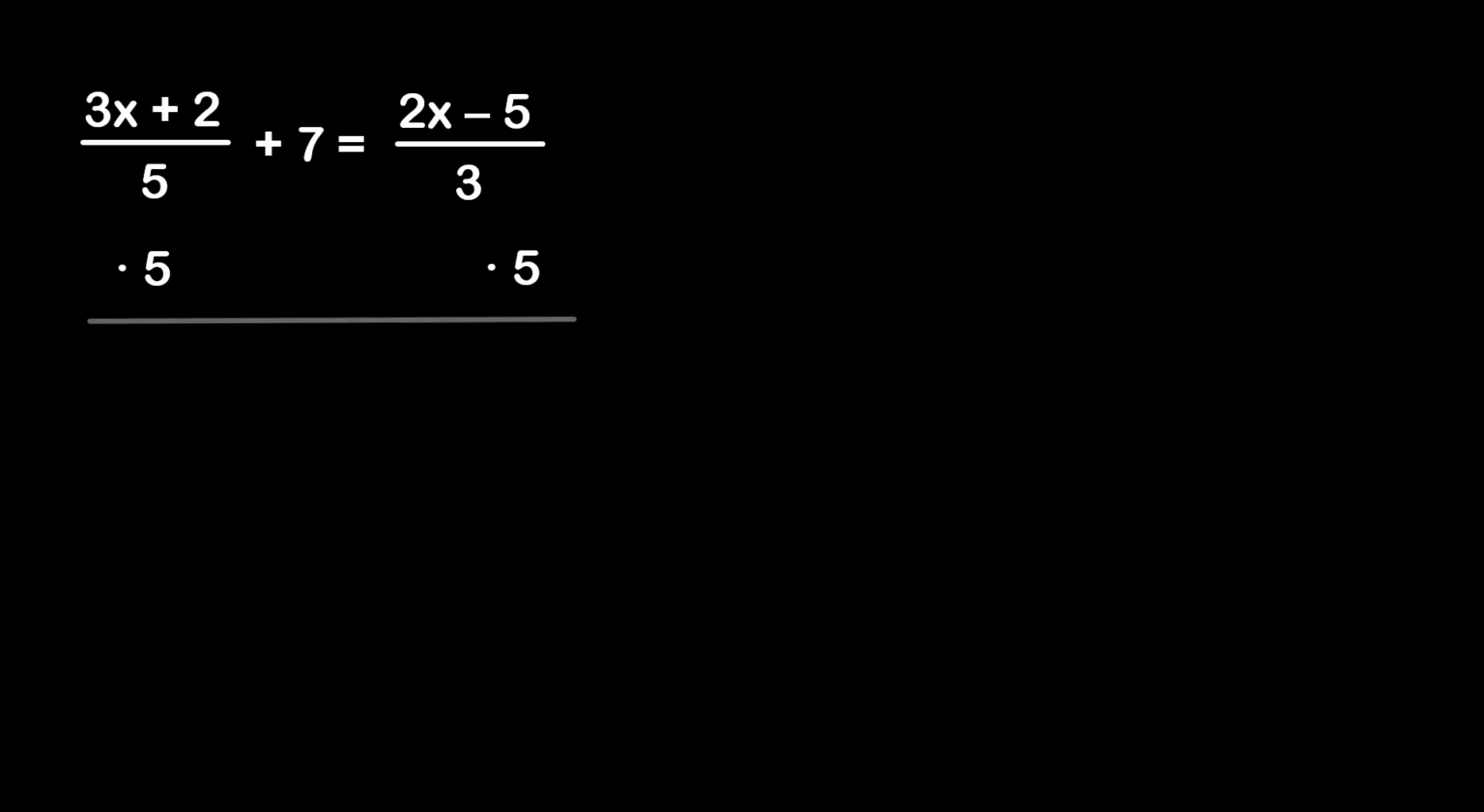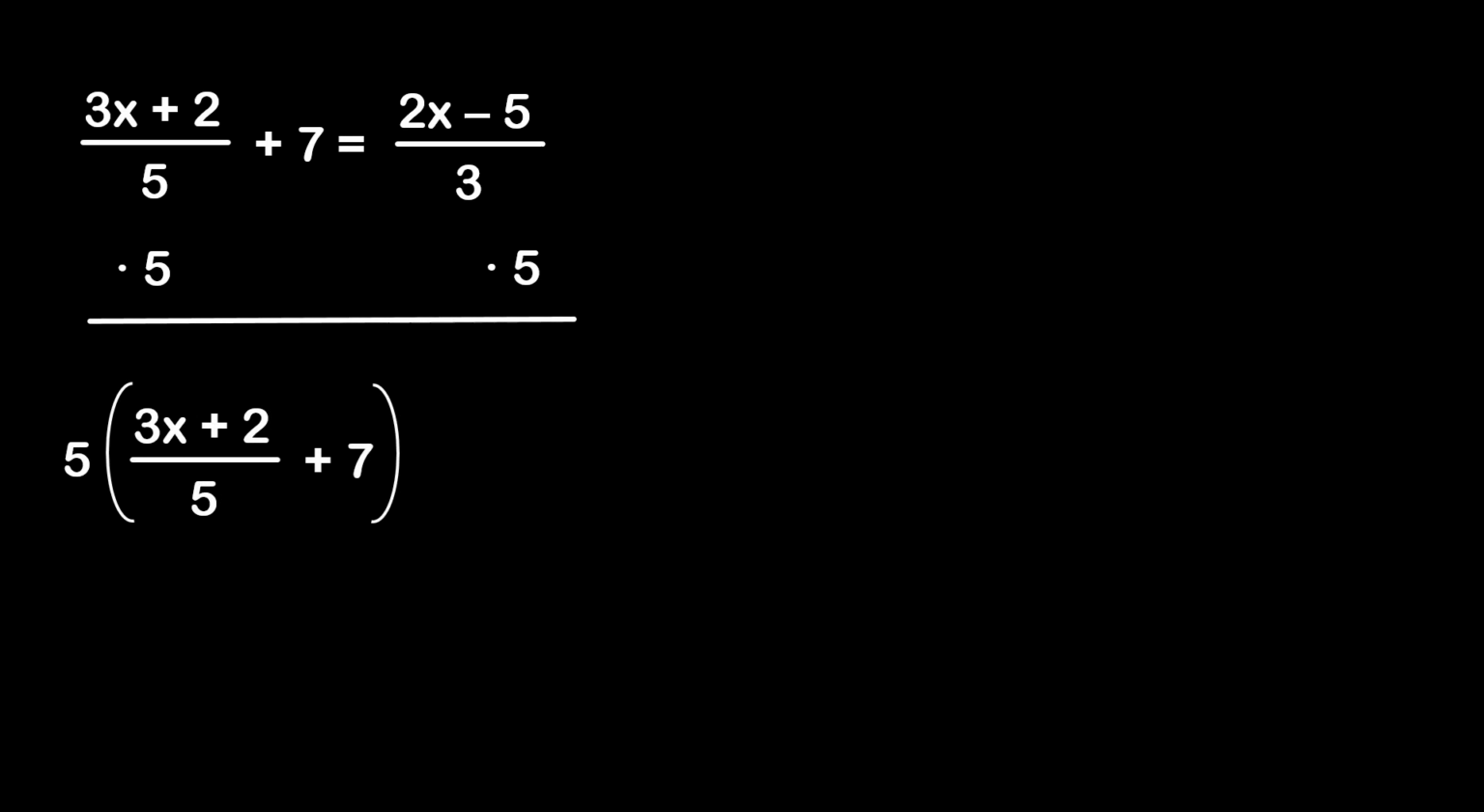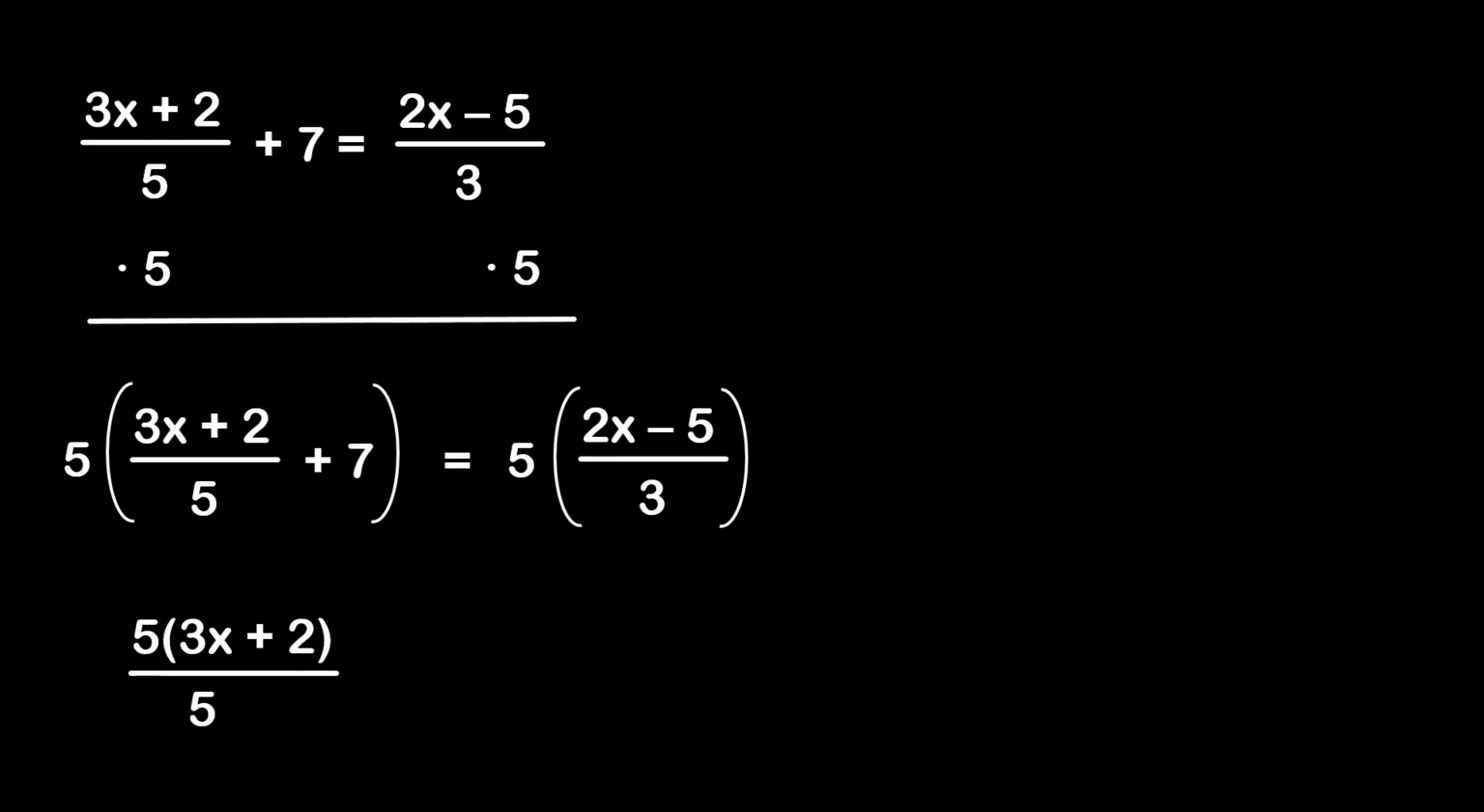In this case we'll have 5 times ((3x plus 2) over 5 plus 7) is equal to 5 times (2x minus 5 over 3). So this will give you 5 times (3x plus 2) over 5 plus 5 times 7 is equal to 5 times (2x minus 5 over 3). And the whole reason why we multiplied both sides by 5 is because the 5's cancel out.